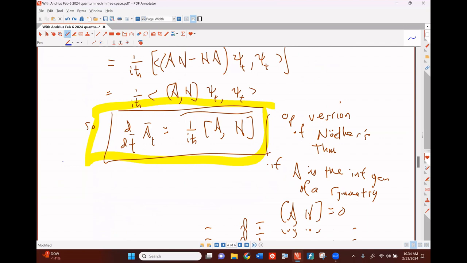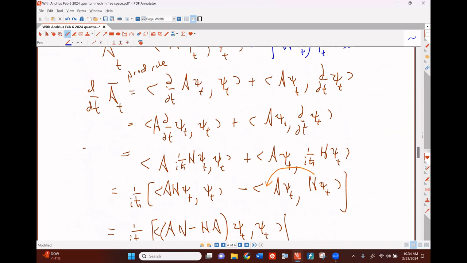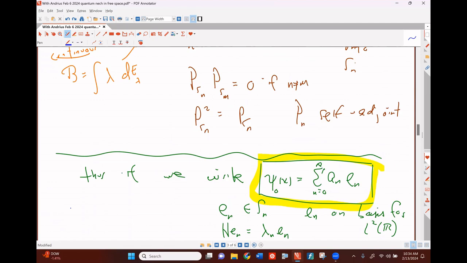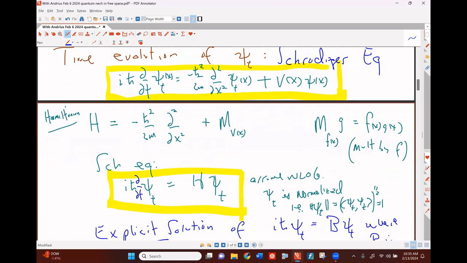It doesn't really have to do with the specific form of the Schrodinger equation here. It doesn't have to do with the specific form of H. We're only using the fact that H is self-adjoint. Wait a minute, I forgot the time derivative here. That was a mistake. All right, I put it in.